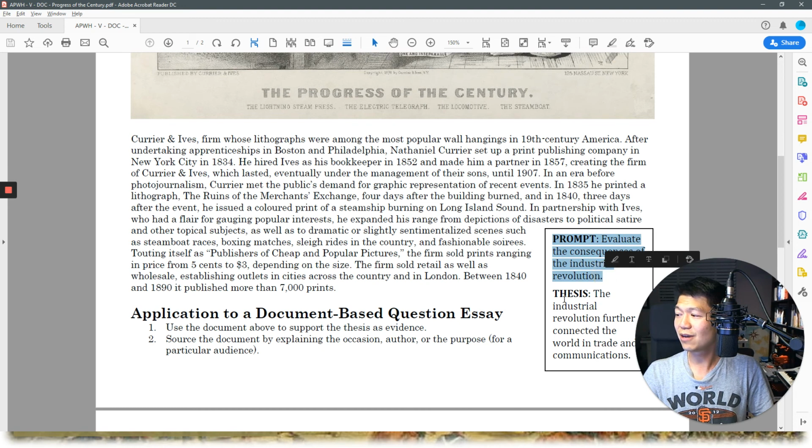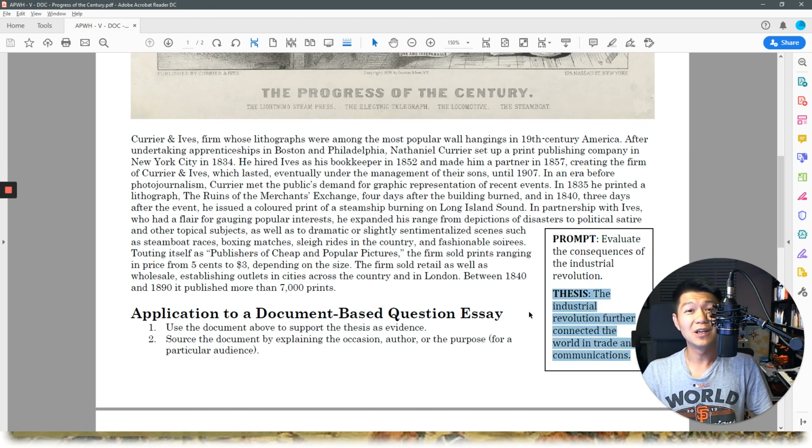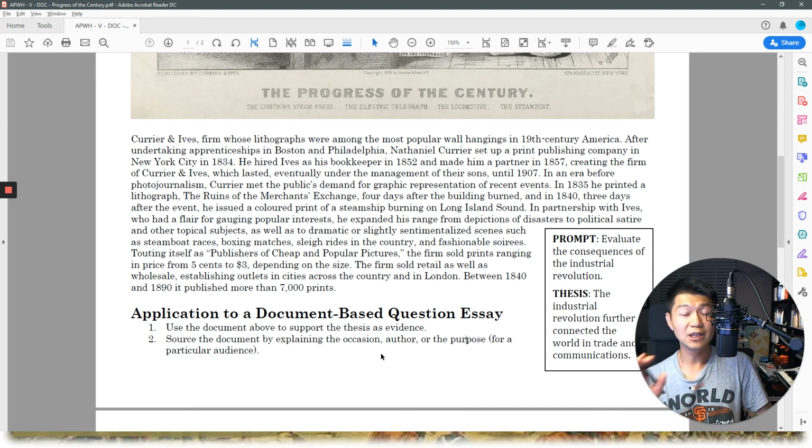So the prompt is laid out. The thesis is laid out as well. But what you're going to do with the document is to actually use the document as evidence for this particular thesis statement, and then more importantly for our exercise here, to be able to source the document, explaining either the occasion, the author, or the purpose for this particular document. Okay. So take a little bit of time just to review the Industrial Revolution and examine the progress of the century by Currier and Ives. So pause the video right now, and we'll come back in just a moment.